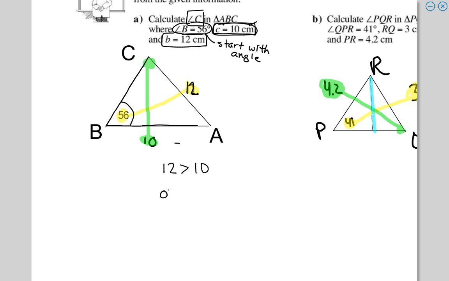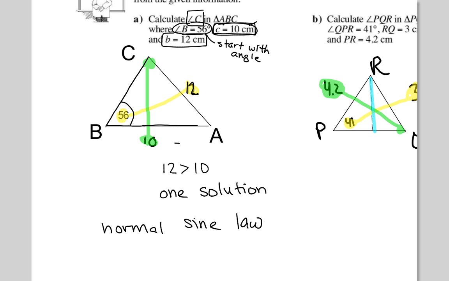So this one's only going to have one solution. The side opposite the given angle is longer than the side opposite the required angle. So this one's only going to have one solution. You could solve this with a normal sine law, and your life is just normal. Everyone, I think, pretty much mastered sine law. You just cross multiply and you're good. So now let's jump into B.